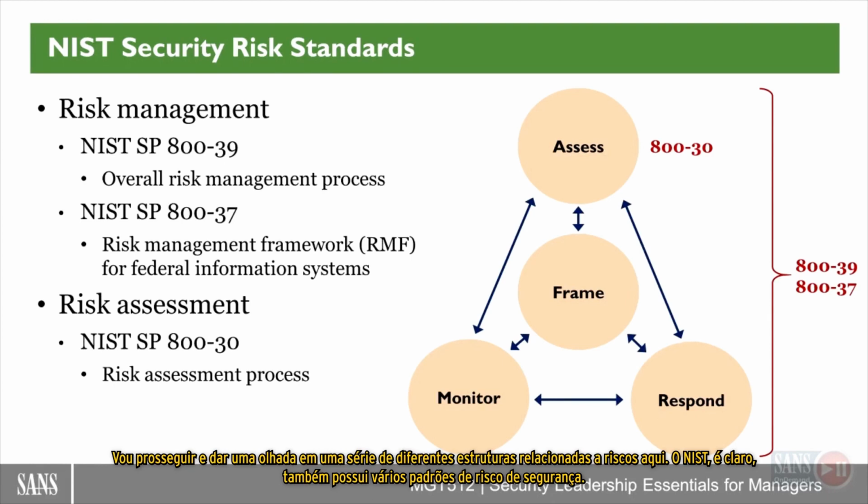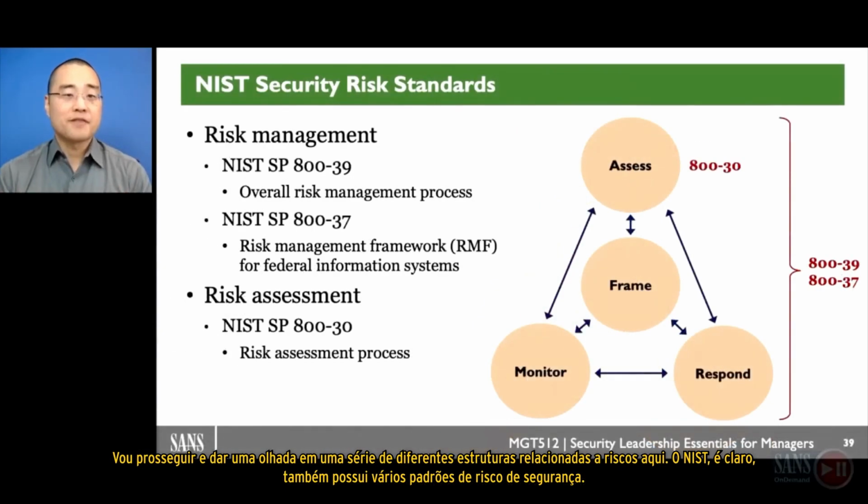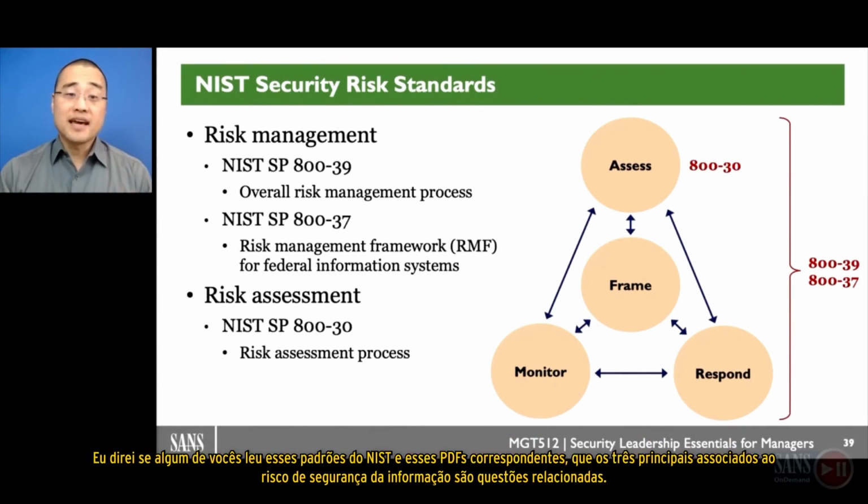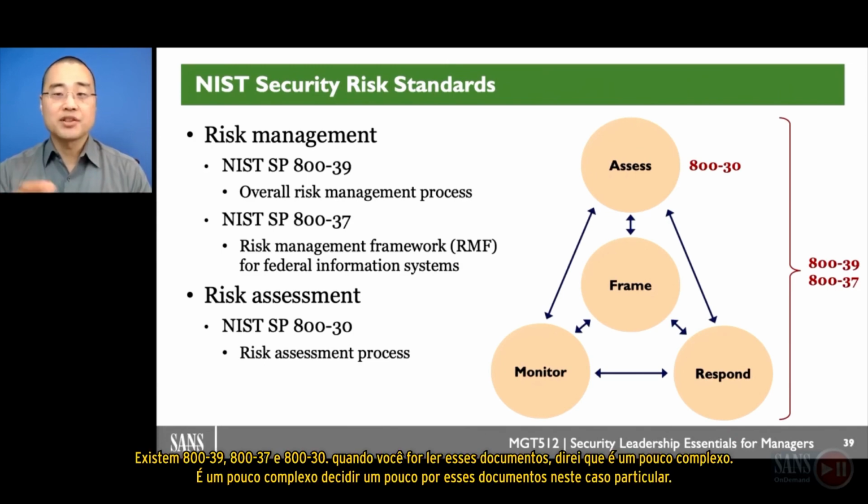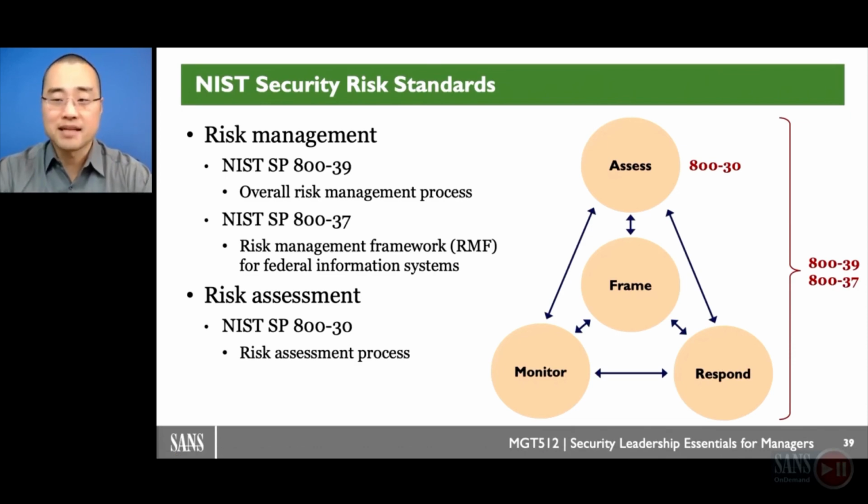I'm going to go ahead and take a look at a number of different risk-related frameworks here. NIST, of course, also has a number of security risk standards. I will say, if any of you have read these NIST standards and these corresponding PDFs, there are three primary ones associated with information security risk-related matters: 839, 837, and 830. When you go read these documents, I will say it's a little complex to decipher these documents in this particular case.